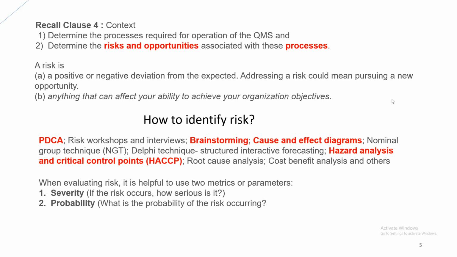So when evaluating risks, it is helpful to use two metrics or two parameters. Number one is called severity. If the risk occurs, you should be able to tell whether it is very serious, absolutely very, very serious, or it's very, very mild. Number two is probability. What is the probability of the risk occurring? Yeah. So these two metrics for us to evaluate the risk.